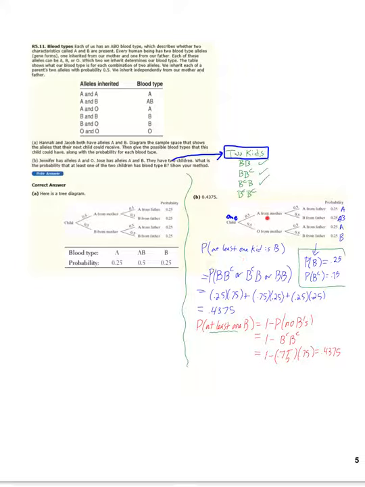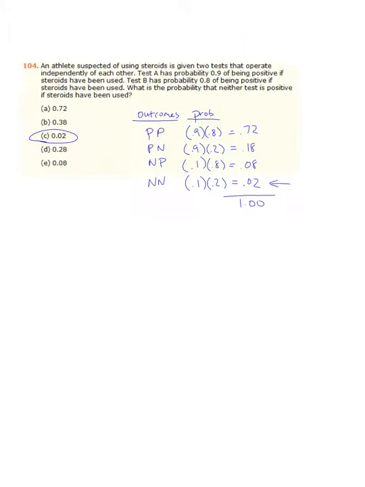So we go back to the tree and we multiply the branches and add them up. Or there's another important way to get the probability of at least 1, and it's 1 minus the probability of none. So you could do 1 minus the product 0.75 times 0.75 to get 0.4375. So that ends the problems. Here are the multiple choice.